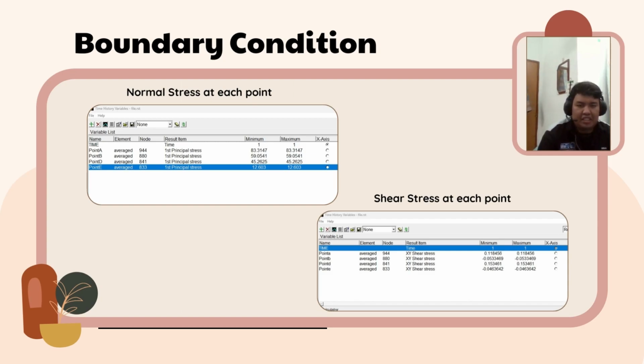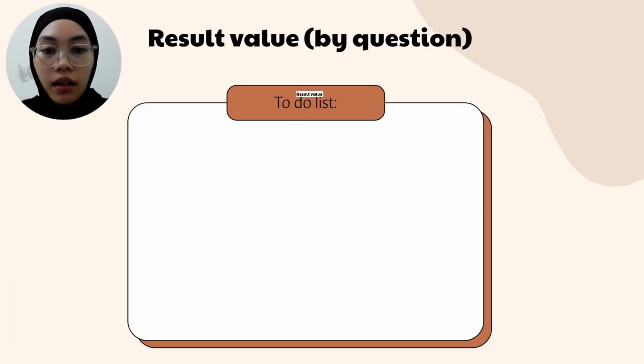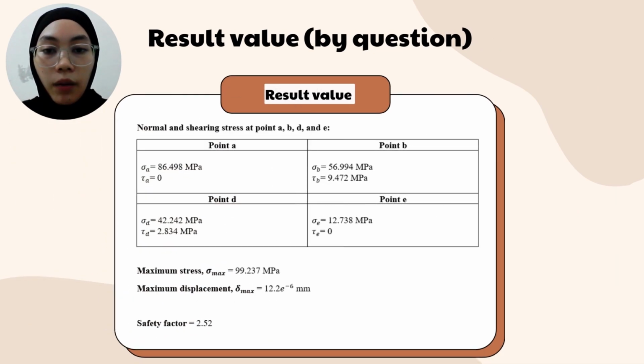Meanwhile, for the shear stress at each point, point A is 0.118456 megapascal. For point B, negative 0.0533469 megapascal. Point D is 0.153461 megapascal, and finally for point E, negative 0.046342 megapascal.